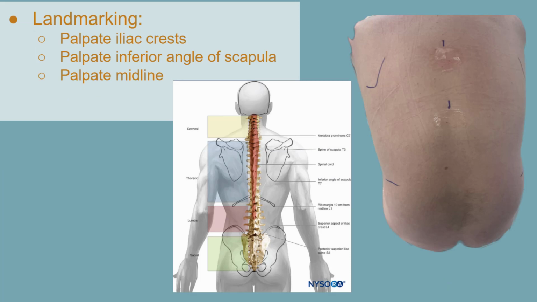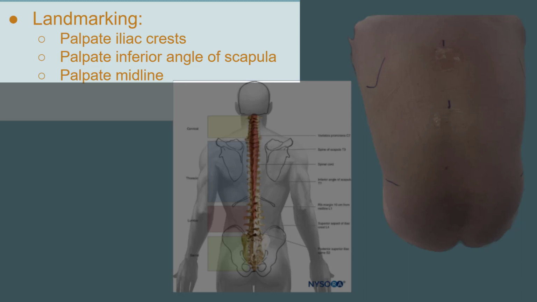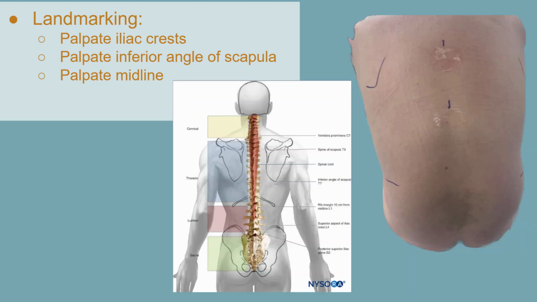So how do we landmark? When I do my blind landmarking, I'll usually use the iliac crest and the inferior angle of the scapula, and I'll mark them out. And then I palpate the midline. That will give me a sense of what level I want to go at. And the midline, of course, will tell me how far from midline I have to do my needle insertion. But that would in essence be my blind landmarking.